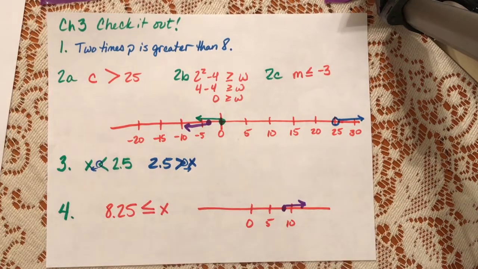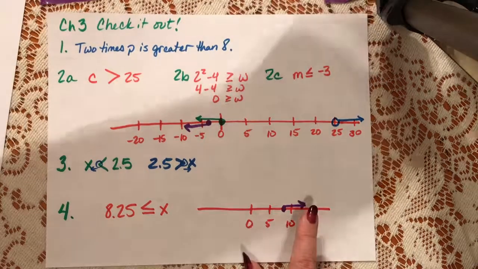Question number 4, the store's employees earn at least $8.25 an hour, if not more. So it's either equal to or x is greater than 8.5. And when we're graphing that, we find 8.5, it's a closed circle, and the arrows get bigger.